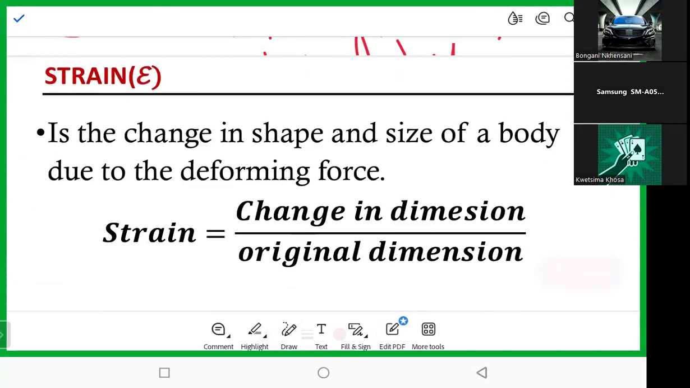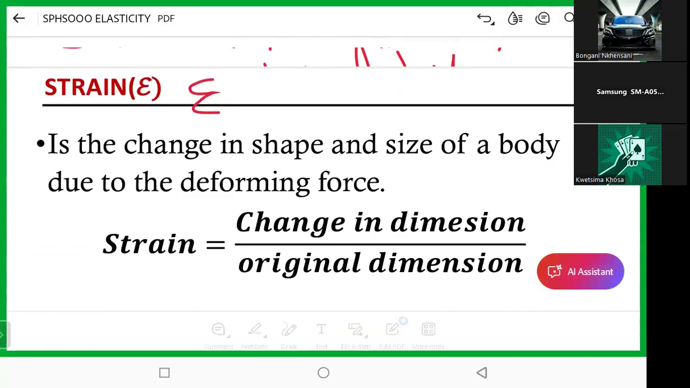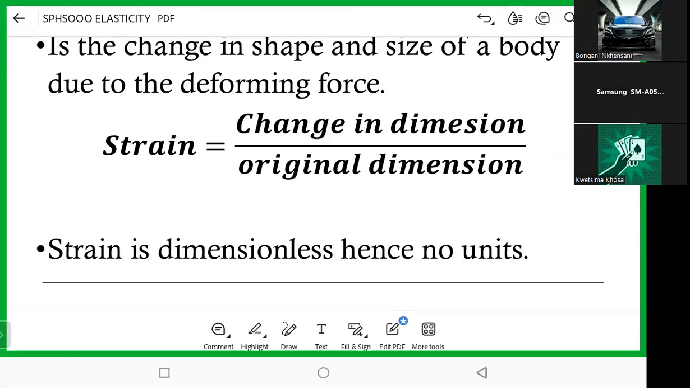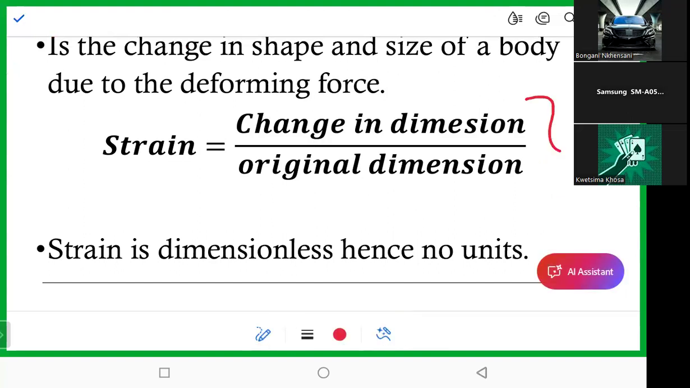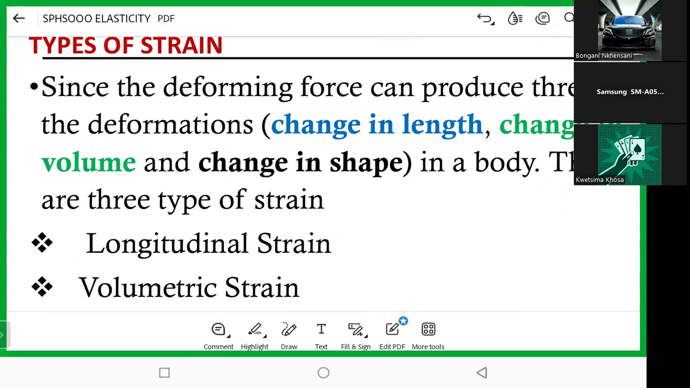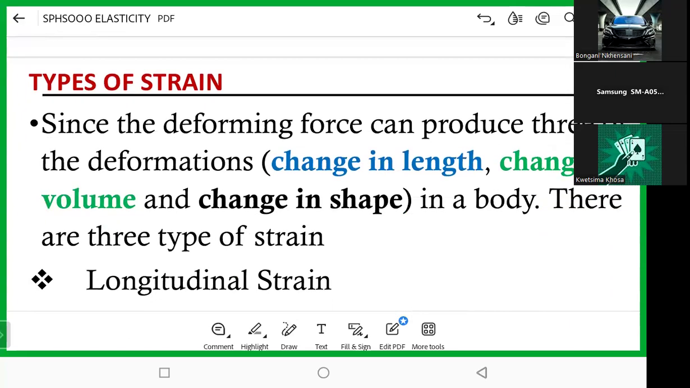So the symbol for strain, you are using E. The thing is the change in the shape and size of a body due to the deforming force. Changing dimension over the original dimension. Perfect.